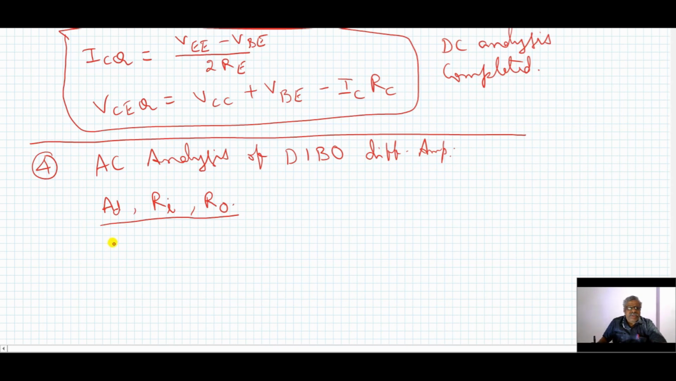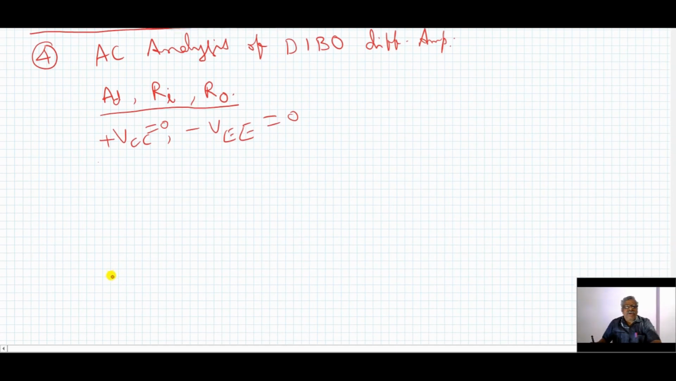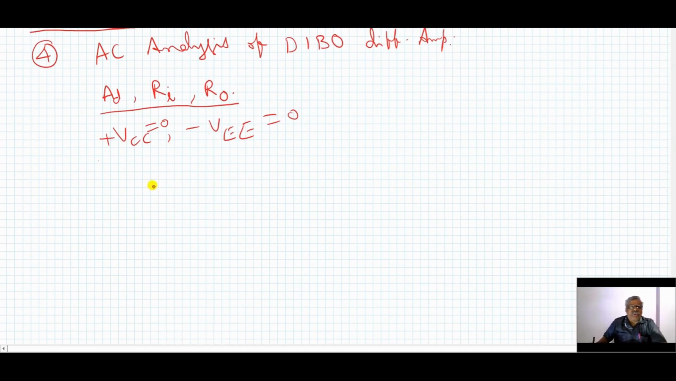To perform the AC analysis, we have to set the DC power supply voltages to 0. Strictly speaking, we have to replace these power supplies with their internal resistances. Because we are assuming ideal power supplies, their internal resistances are zero. So we have to set these two equal to 0, simply short circuit them to the ground. And the transistor, which is an active device, is to be replaced with its AC equivalent model. Here, for the transistor, we use the RE model or small signal T model.